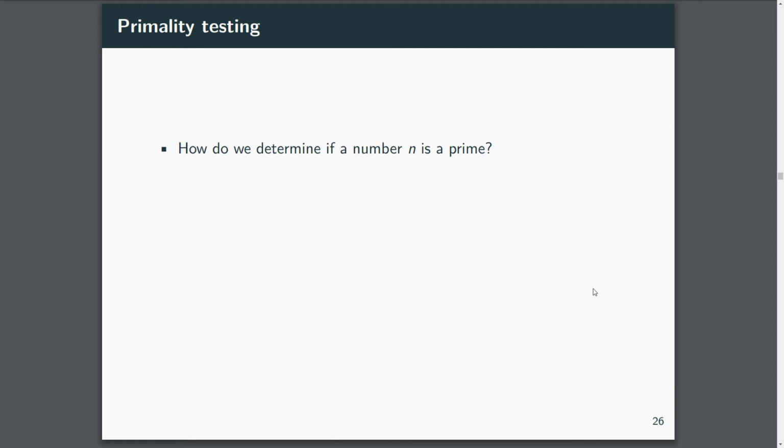Now, how do we determine if a number is a prime? We can naively iterate over all the numbers that are greater than 1 but smaller than n, and just check if that number divides n. This would be an O of n method, which is not good if n is getting large.